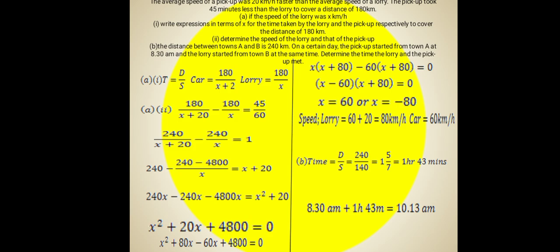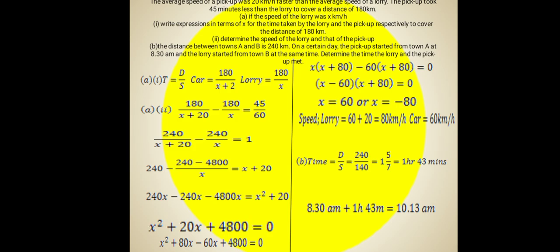Now we know, because these vehicles are traveling towards each other, the relative speed will be equal to the sum of their speeds. So we take 80 plus 60. It means that the vehicles are approaching each other at 140 kilometers per hour, and we know time is equal to distance over speed. So the speed they are approaching each other at is 140, that is 80 plus 60, and the distance is 240.